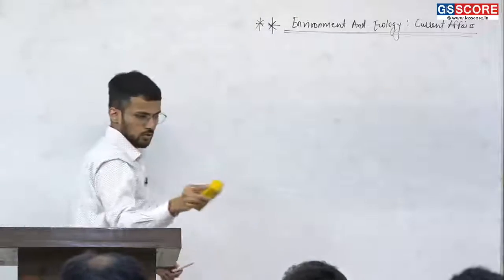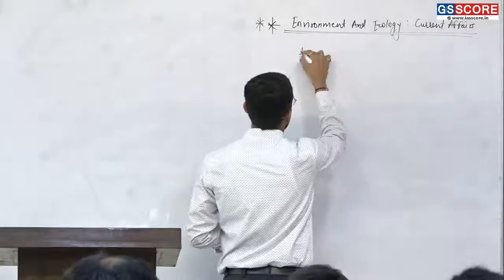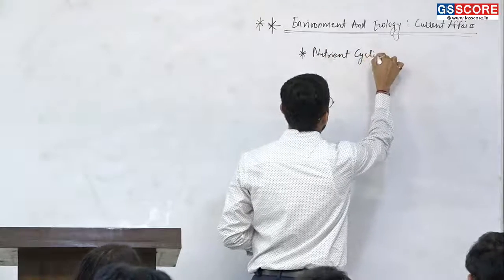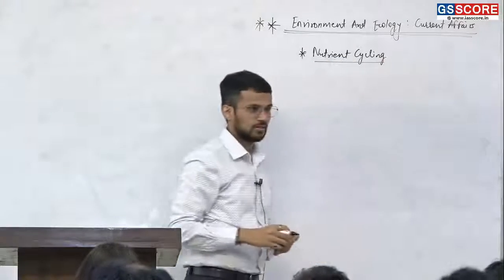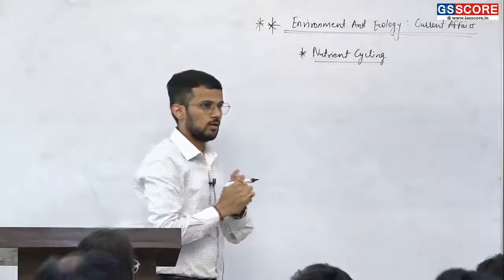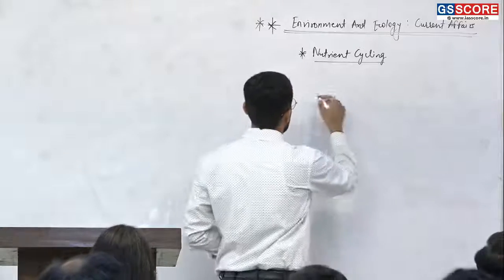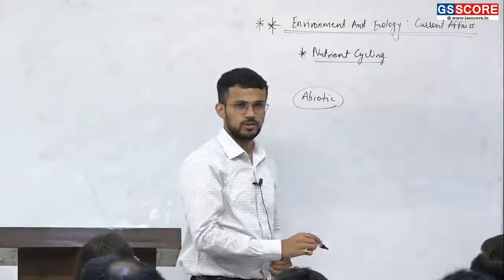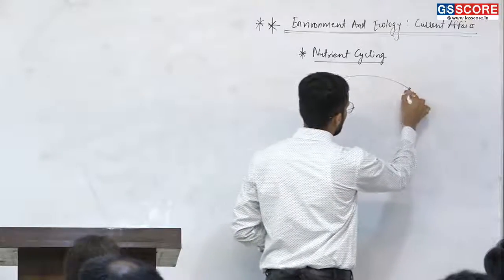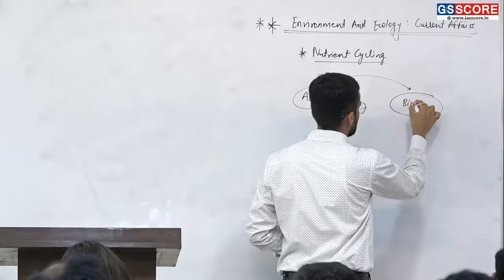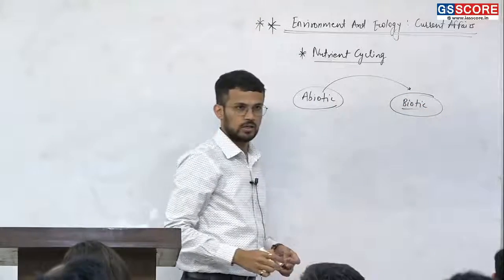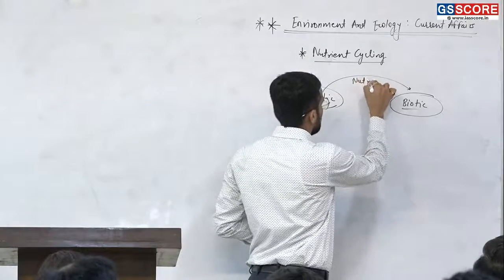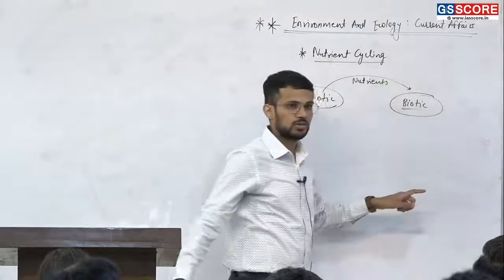Fine. So biogeochemical cycles are also called nutrient cycles, right? This is one of the important topics under ecosystem, nutrient cycling. We have nutrients present in abiotic components of the environment. From these abiotic components, nutrients flow towards biotic components. Yes or no? Right?